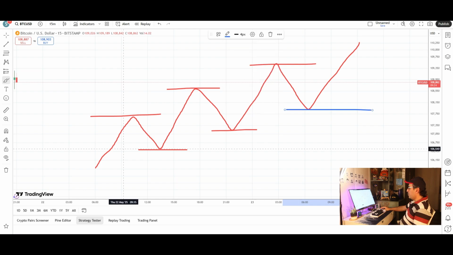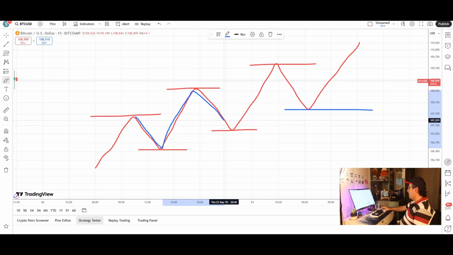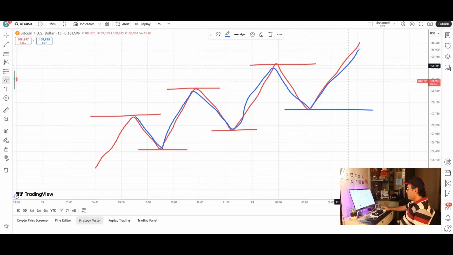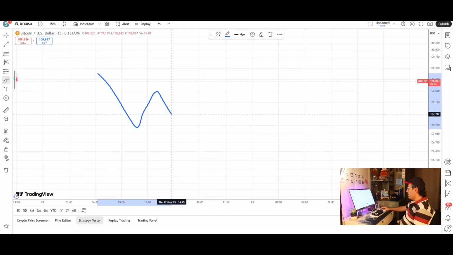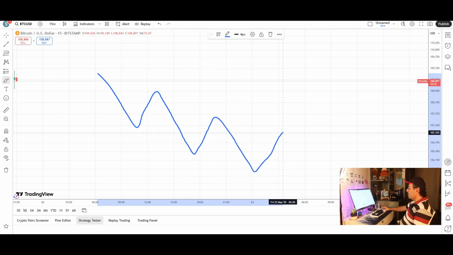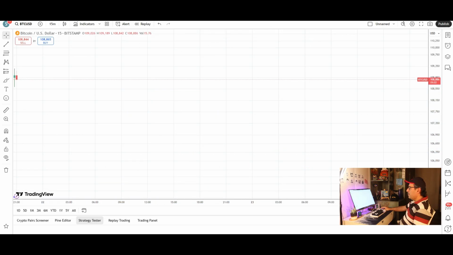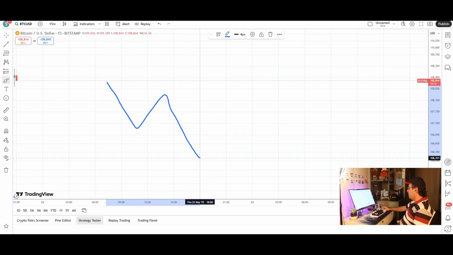This is your trading opportunity. Sell, buy, sell, buy, sell, and a buy. This is how the trading methodology works. And if you are in a bearish trend, this will work like this, and this. Like this.